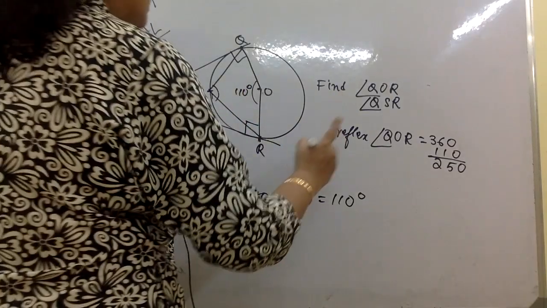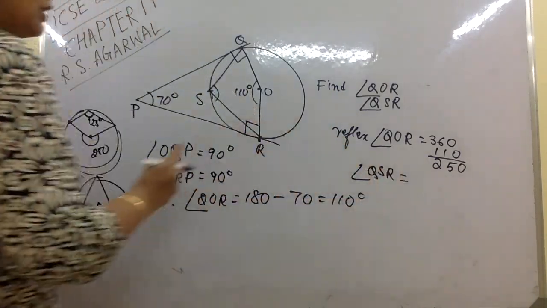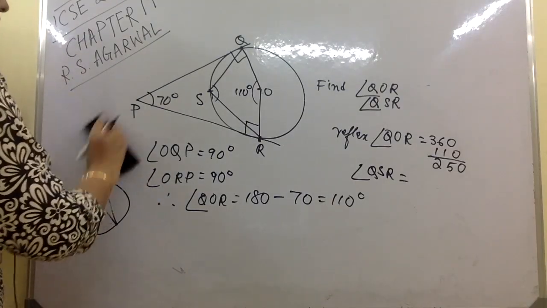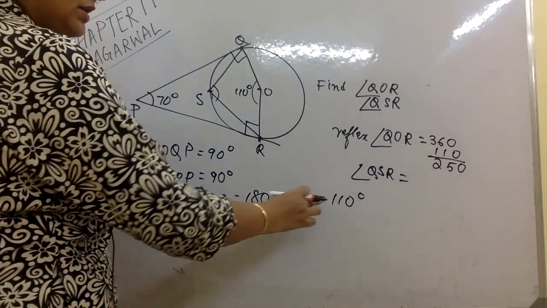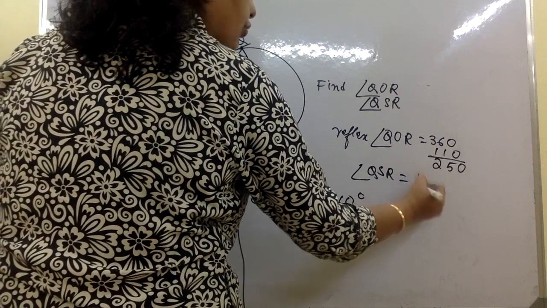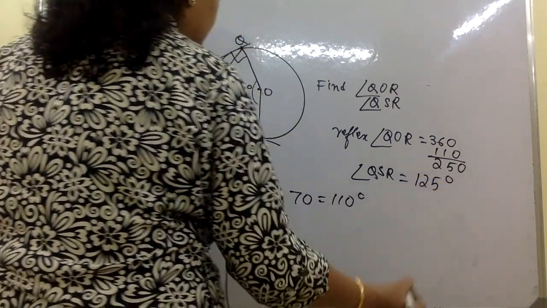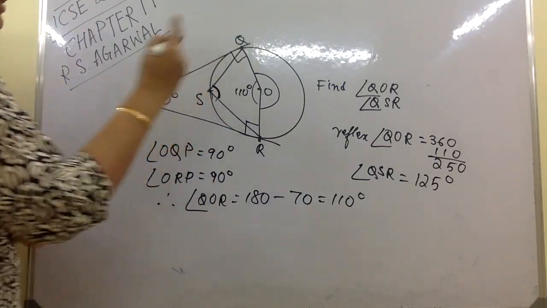So same thing here, angle QSR, which they had wanted. QOR we have already found, right? QOR is 110, already found. QSR is equal to 125 degrees, half of the angle at the center. So this is 125.